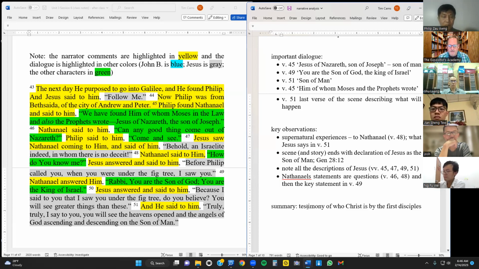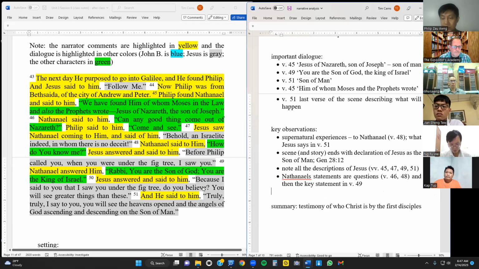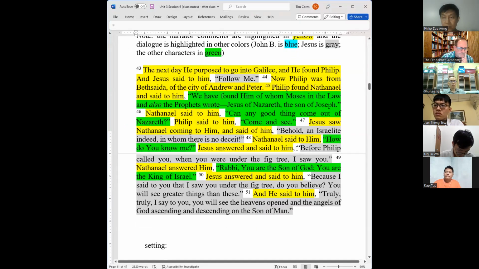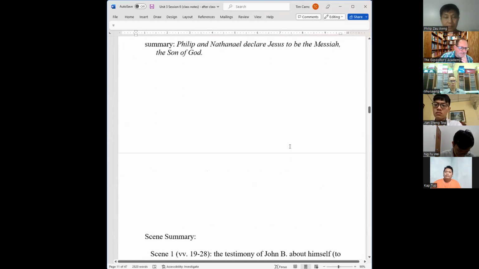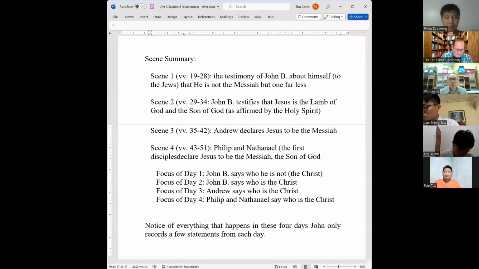All right, good. Does anyone have any changes to that summary, or does everyone think that looks okay? Yeah, I think so. You can always add more in a summary, but it's really just meant to identify what seems to be the key event, or in this case, statement of the scene. And so I think now it's good to step back and really consider each of these scenes. These are our scene summaries from before, and then I modified it. I just said Philip and Nathaniel declare Jesus, but we could say that, or the first disciples.